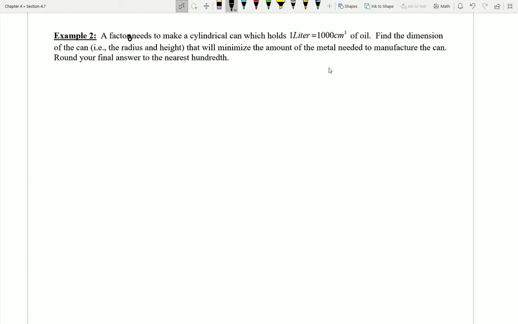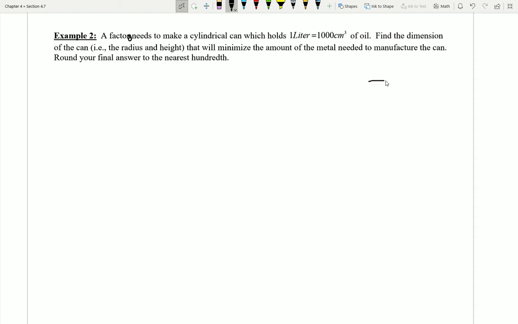Now the key here is that this factory wants to find the dimensions of the can, that is the radius and the height, that will minimize the amount of metal that's needed to manufacture the can. So that way they can produce these cans as cheaply as possible.